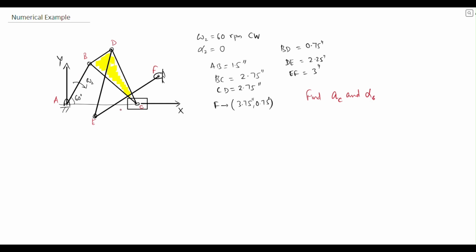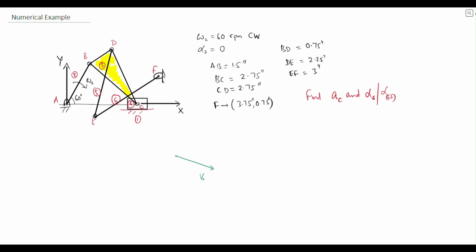Ground is link 1. This is 2, this is 3, this is 4, this is 5, and this is 6. So link EF. So essentially, we will have a position diagram drawn, which will allow us to measure off, if you're following the graphical method, various different angles, and then we can proceed to velocity analysis.